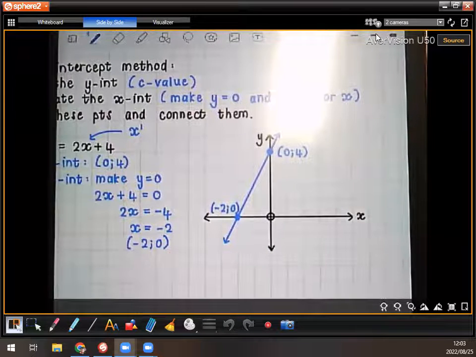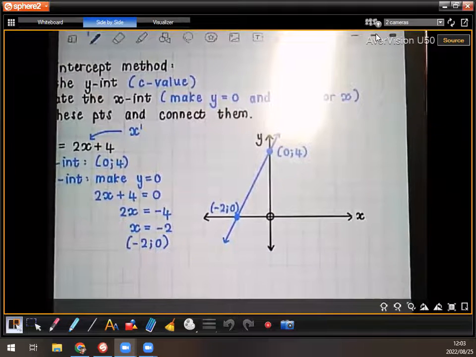I drew my bottom y-axis, my negative y-axis, a bit shorter, but you obviously could have drawn it longer, it doesn't matter.